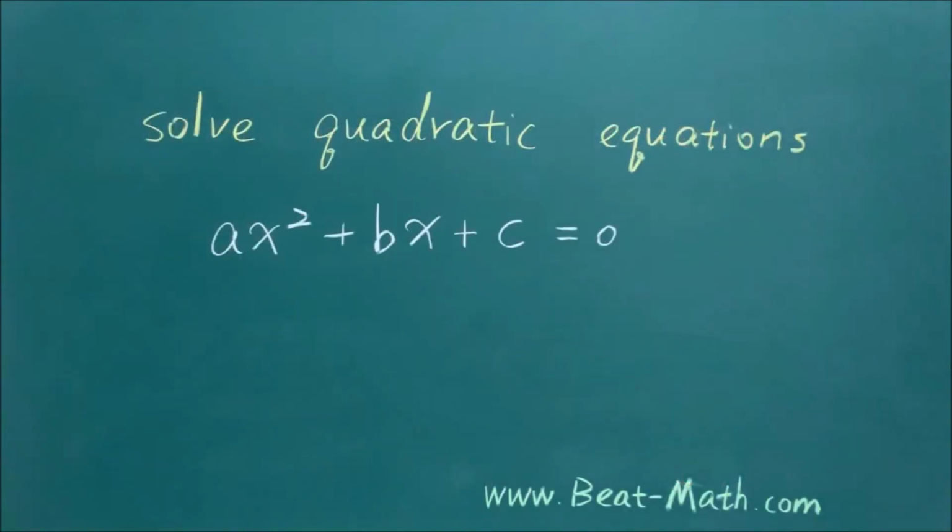What if quadratic equations can't be factored out? There is a method called completing the square. Let's do some exercises to understand how it works. x squared plus 6x minus 1 equals 0.